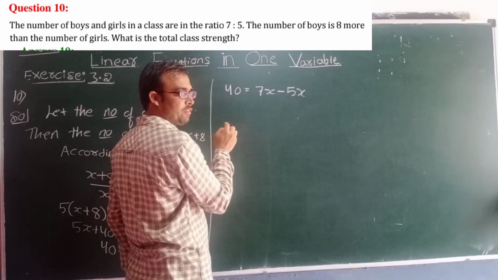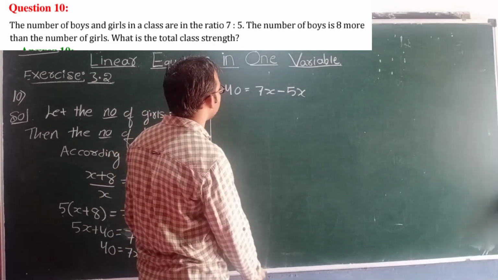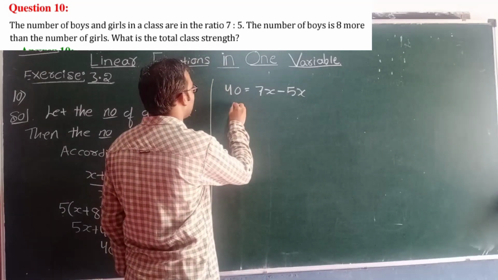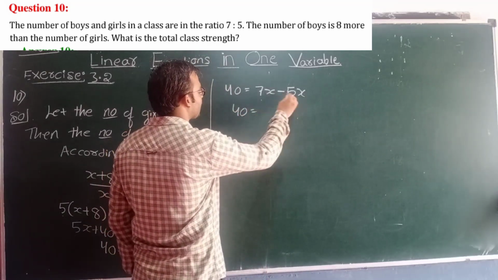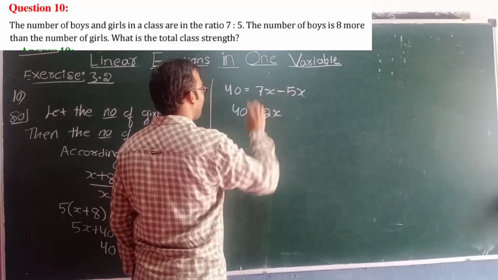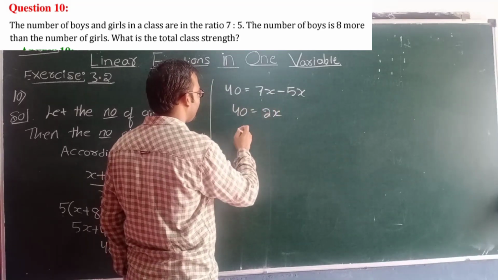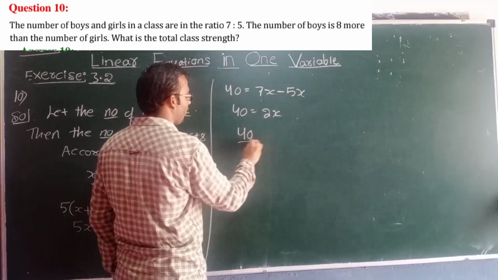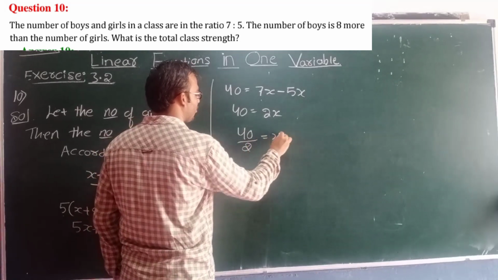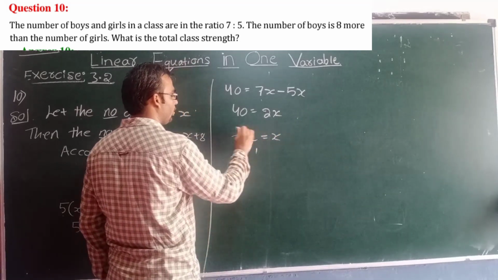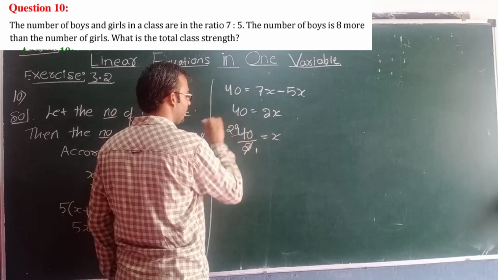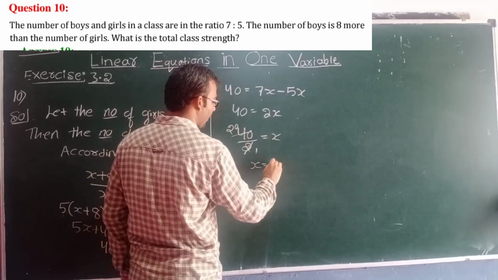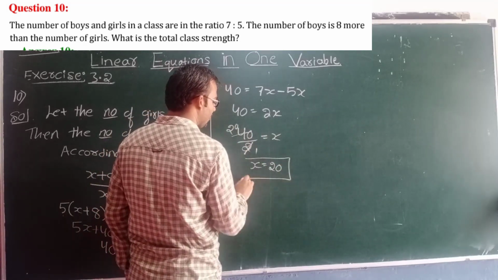So what have we got, students? 40 = 7x - 5x. Then 40 = 2x, and transfer the 2 to the other side. So 40 by 2 is equal to x. 2 ones are 2, 2 twos are 4, 0 cancels 0. So what is the value of x here? The value of x is 20.